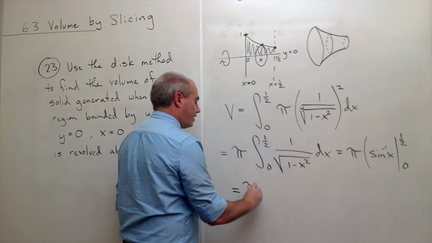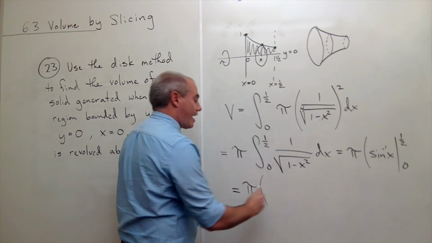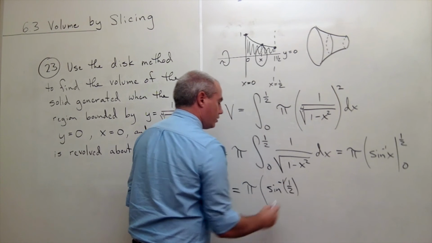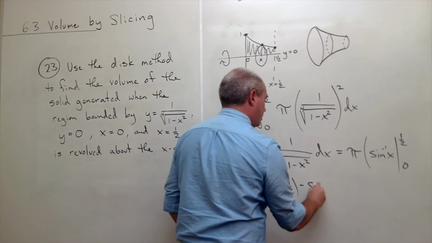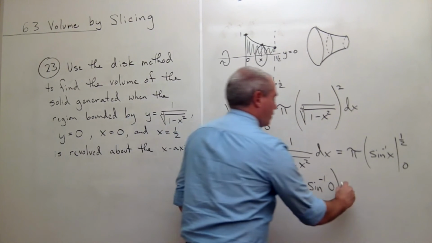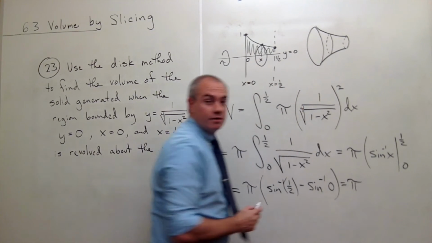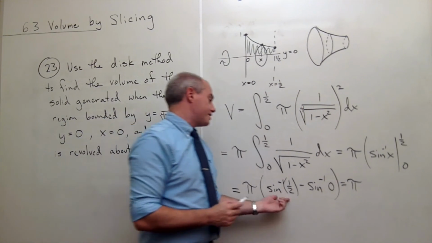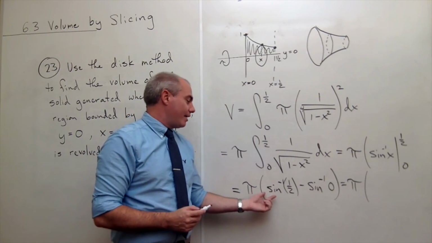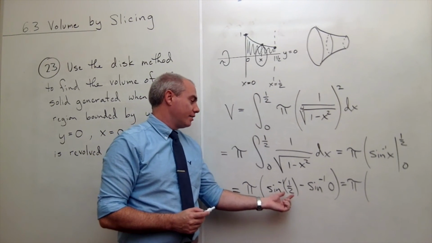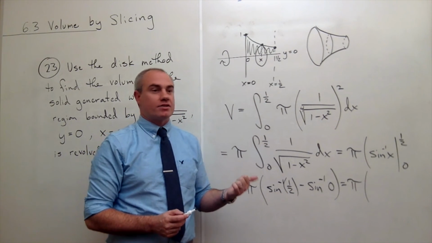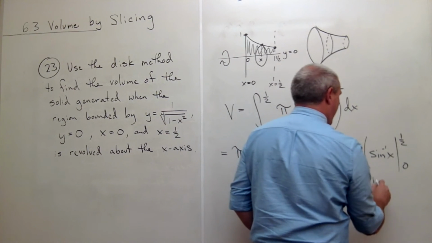So this is just pi times sine inverse of x evaluated from 0 to 1/2, which is the same as pi times, if I plug in a half, sine inverse of 1/2 minus sine inverse of 0. Okay, so this is pi times, what is sine inverse of 1/2? Well, that would be the angle whose sine gives me a half. And sine of pi over 6 is 1/2. So this must be pi over 6.